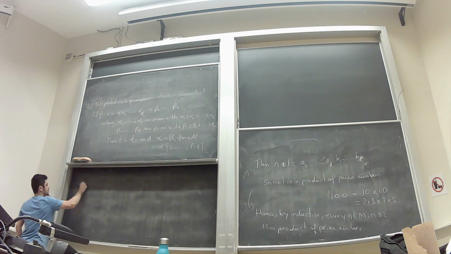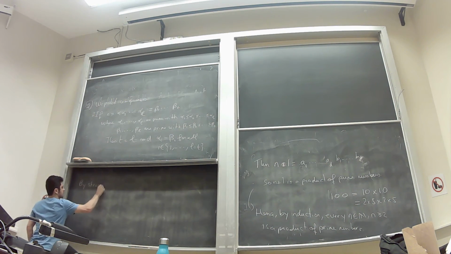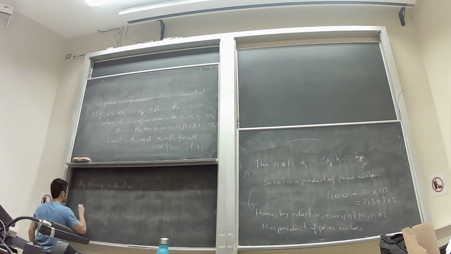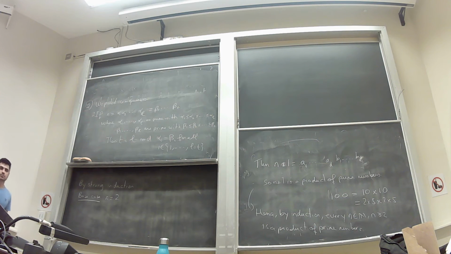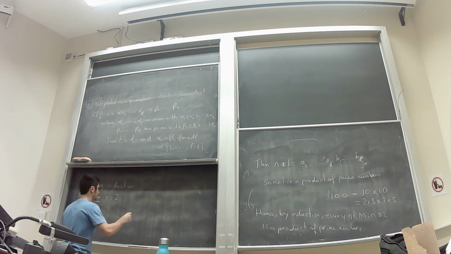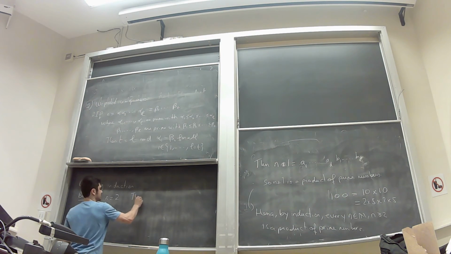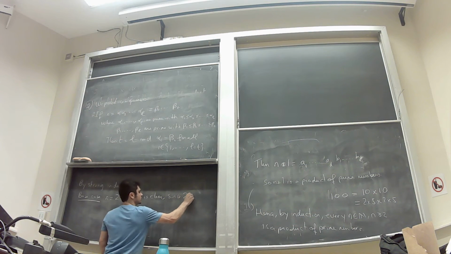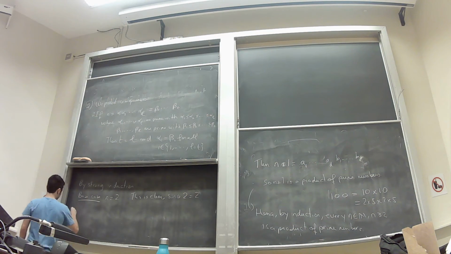By strong induction. The base case is n is equal to 2. It's clear, right? 2 can be written uniquely as a product of primes, which is 2. Agree or not? This is clear, since 2 is equal to 2. Great. Now the induction step.